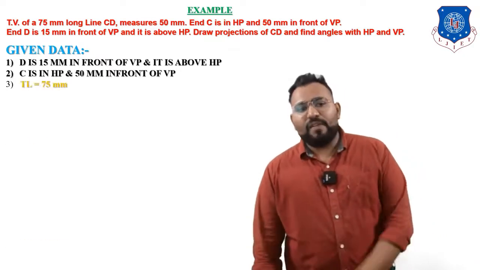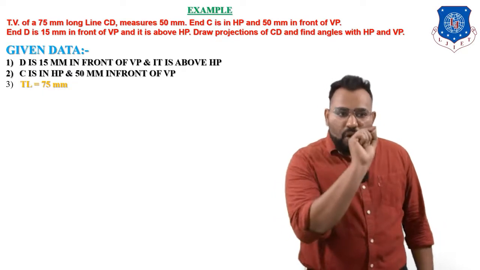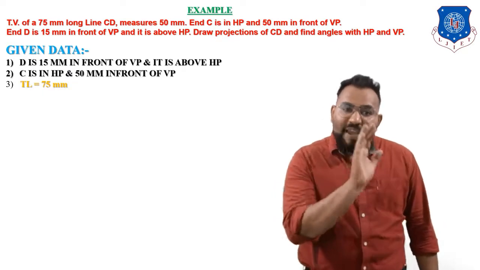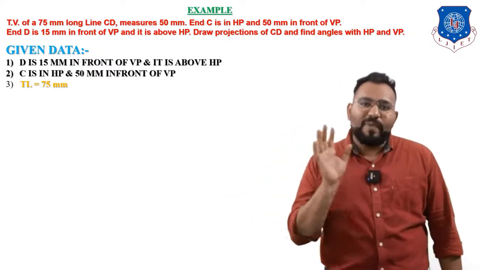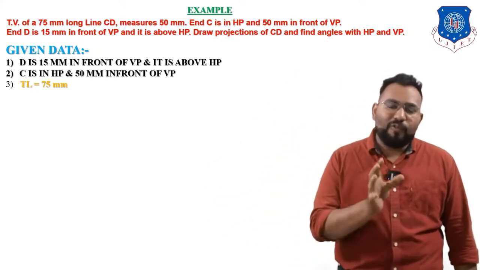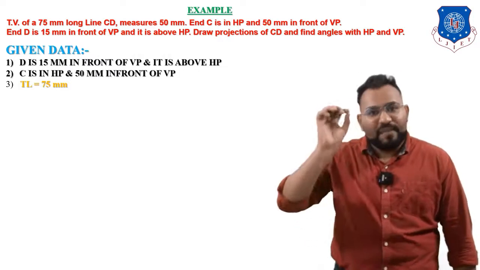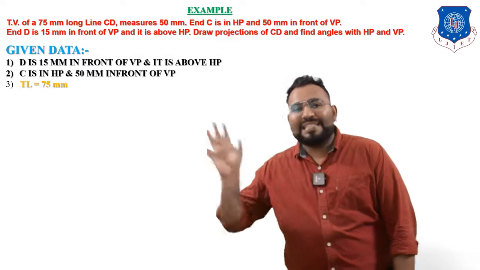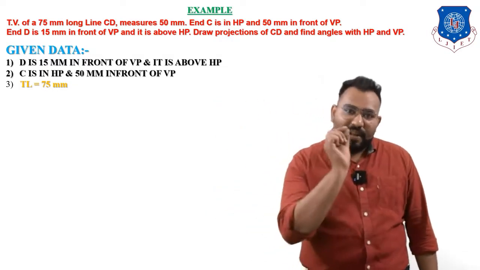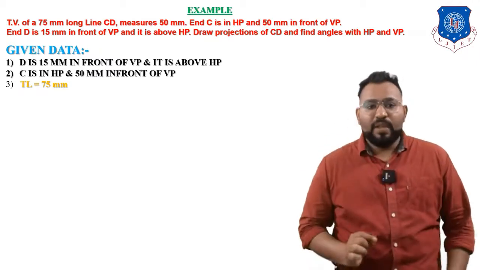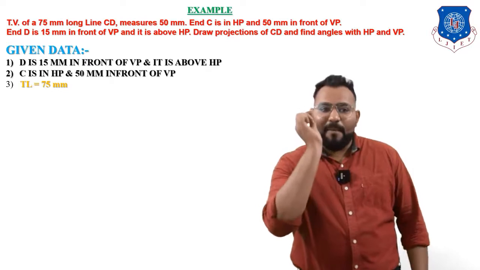The next data that we have is the value of true length. So read the first sentence. Top view of a 75 mm long line CD. Here a lot of students make mistakes. So read this statement very carefully. 75 mm long line CD. That means 75 mm is the true length of CD. So that's why the true length is given, which is 75 mm.